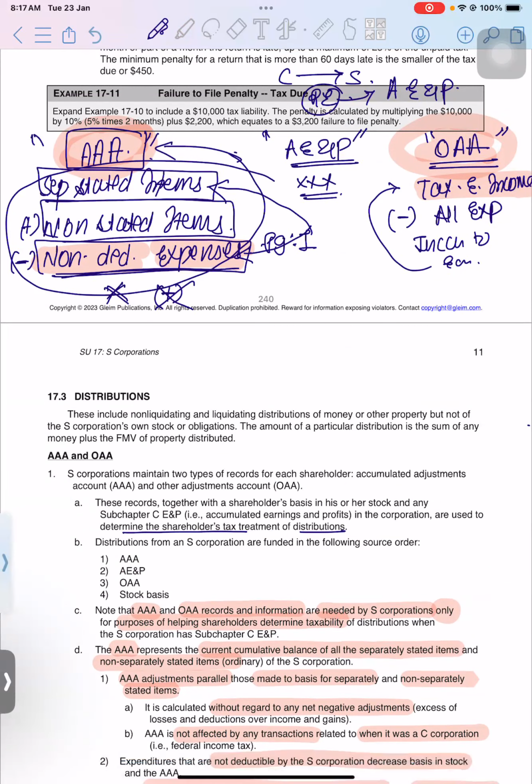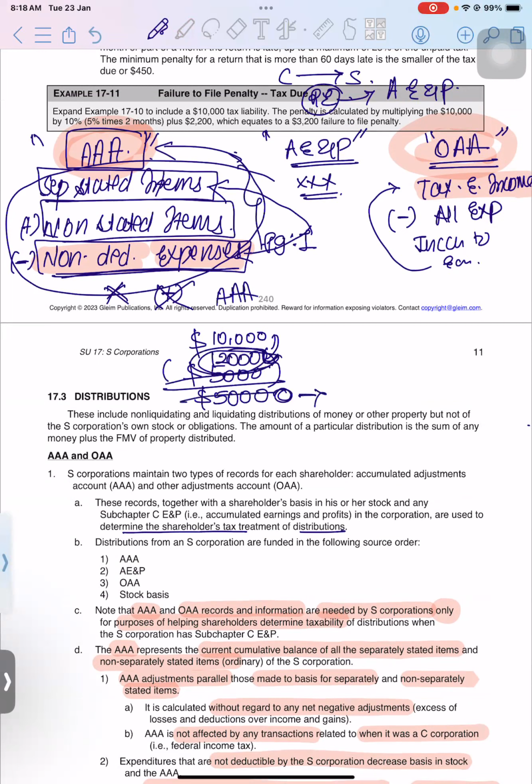But if there is a distribution, let's say the AAA balance is 10,000. After reducing all these items, out of this there is a distribution of 5,000. So this will be reduced, and the AAA balance will be 5,000 as a closing balance. Now let's say there is a distribution of 12,000. The AAA balance will become zero. Just because of distribution, you cannot make this negative, but because of other items, separately stated incomes, expenses, non-deductible expenses, if it is going negative, we will carry it forward as it is.